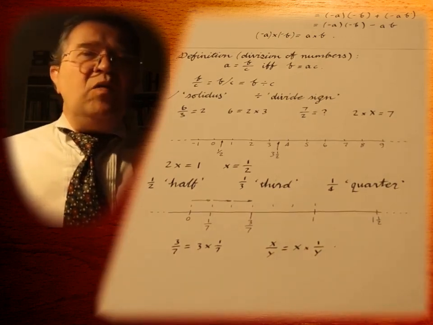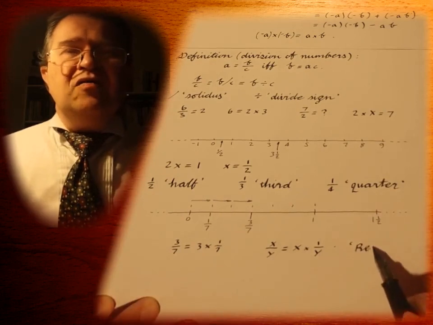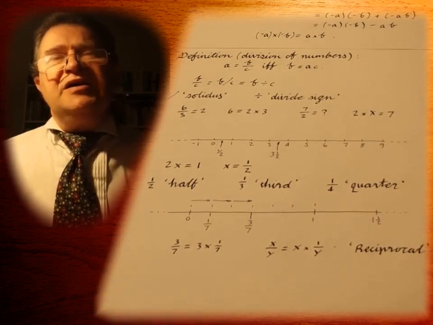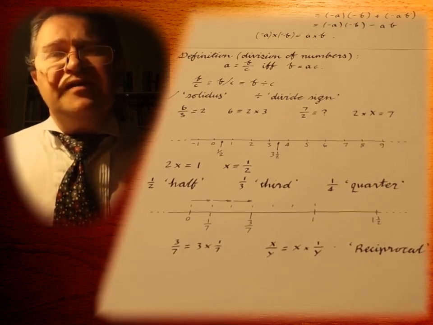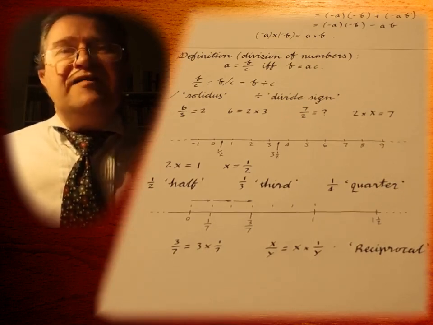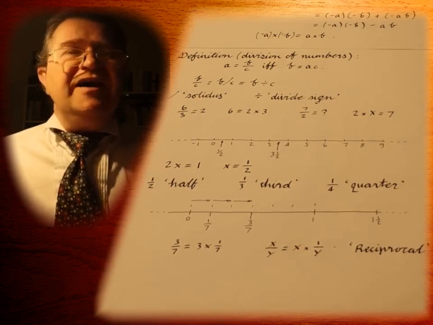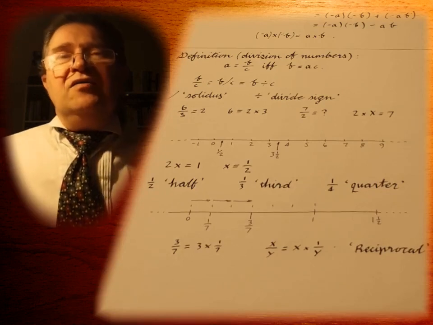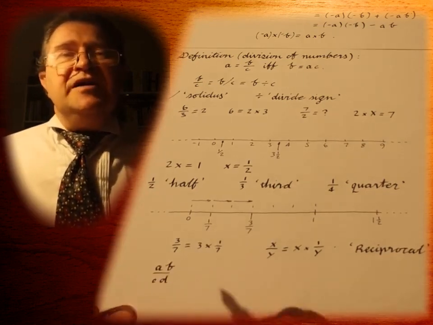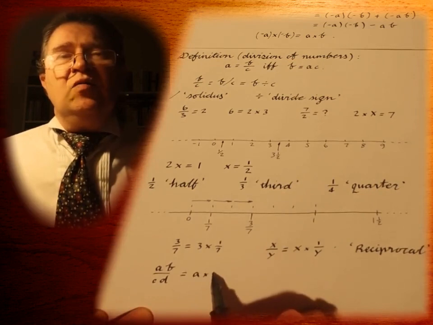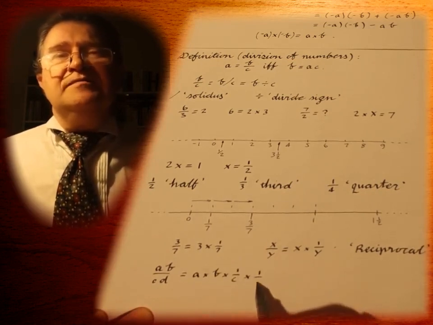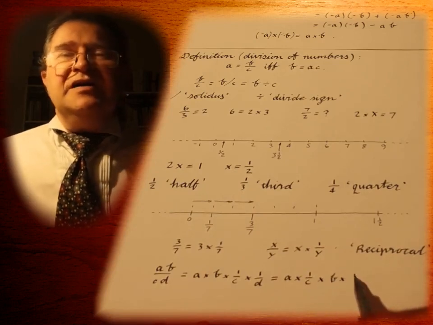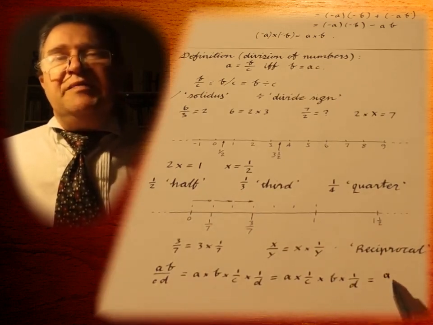The term 1 over y is called the reciprocal of y, and so we see that division by a number is the same as multiplying by the reciprocal of that number. Compare it with the fact that subtracting is the same as adding the negative of a number. Now note how AB over CD is A times B times 1 over C times 1 over D. It's A times 1 over C times B times 1 over D. It's A over C times B over D.